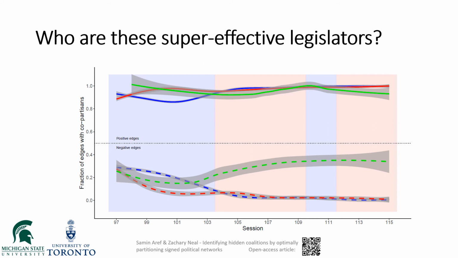This led us to wonder how these super effective legislators coordinate their political ties. The top panel of this figure illustrates that, like members of the liberal and conservative coalitions, the majority of their positive collaborative ties are with members of their own party. However, the bottom panel illustrates that, unlike members of the liberal and conservative coalitions, these super effective legislators maintain negative opposition ties with members of both parties. That is, these ideologically fluid, super effective legislators avoid partisanship by pushing back on both their own party and the opposing party.